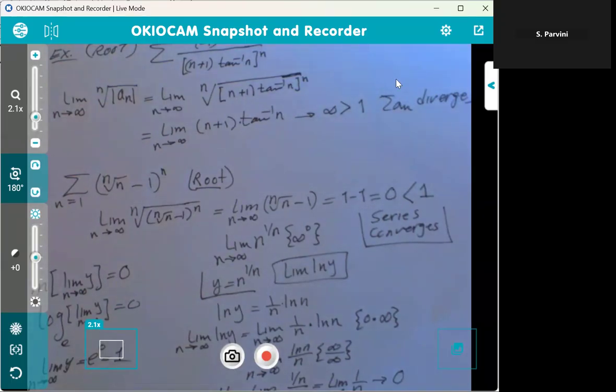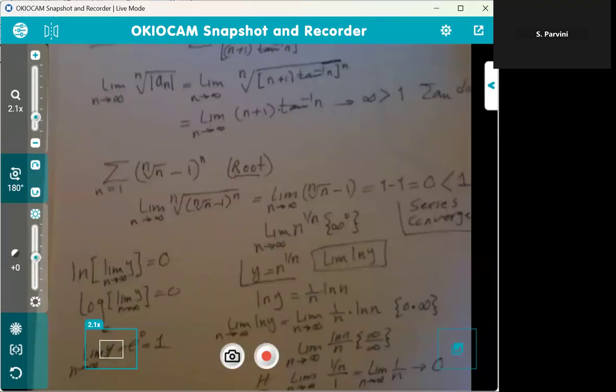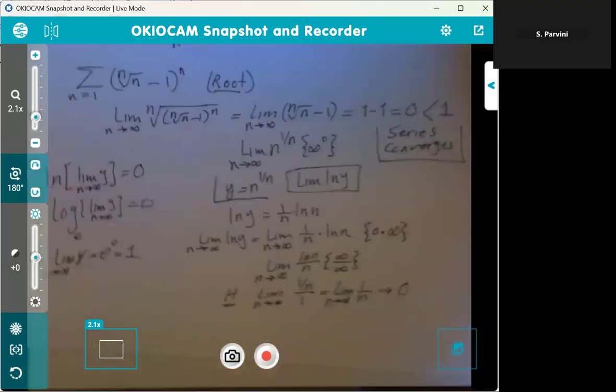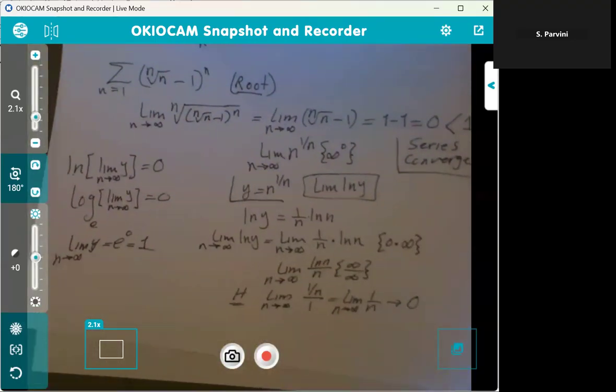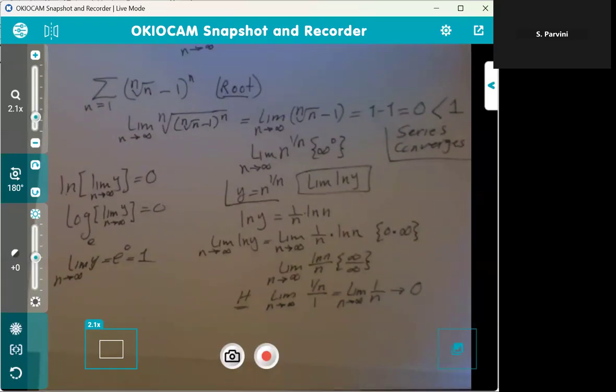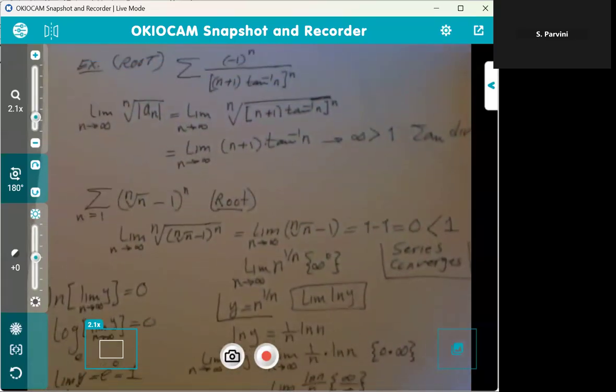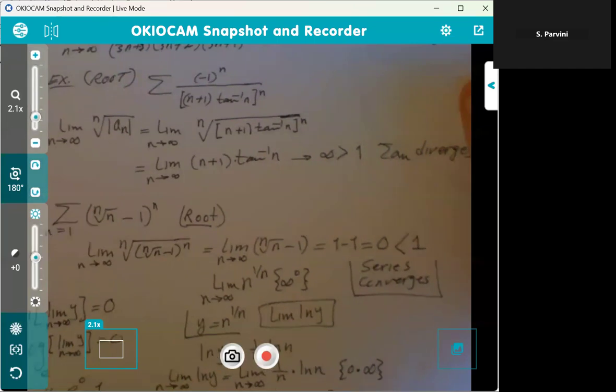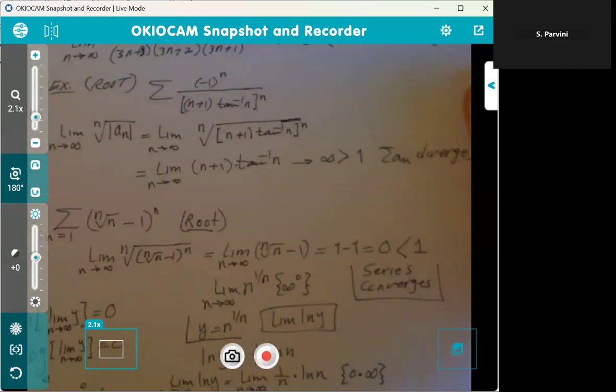Hopefully, everybody's okay, and we did some really good examples for both the root and ratio tests. This one was a root test we did. The one above that was also a root test that we did.